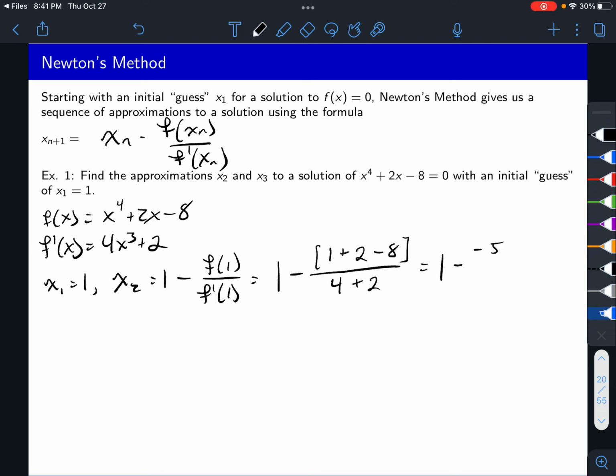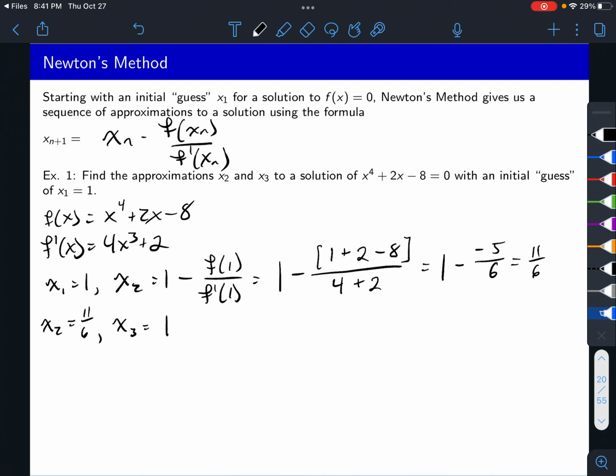So this is equal to 1 minus, and then we'll get negative 5 in the numerator and 6 in the denominator, so 1 and 5/6, which you could write alternatively as 11 over 6. So this is our x2. x2 is going to be 11/6.